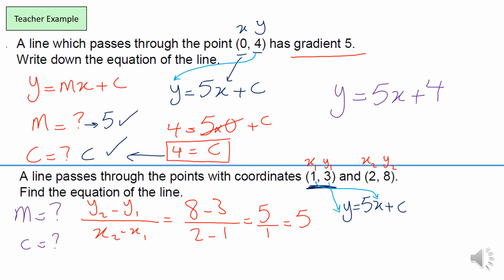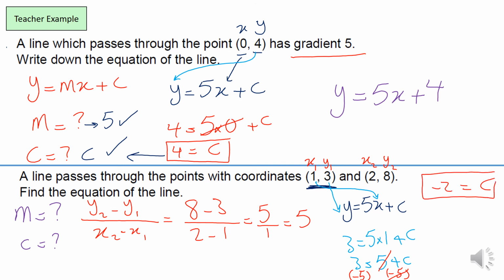What do we get? We get 3 equals 5 times x is 1, then plus c. 5 times 1 is 5, so it's going to be 3 equals 5 plus c. That's a simple equation. So we want to have c on its own. All we need to do is take 5 away from both sides. So if I take away 5 from this side and take away 5 from this side, then c is going to be equal to minus 2.